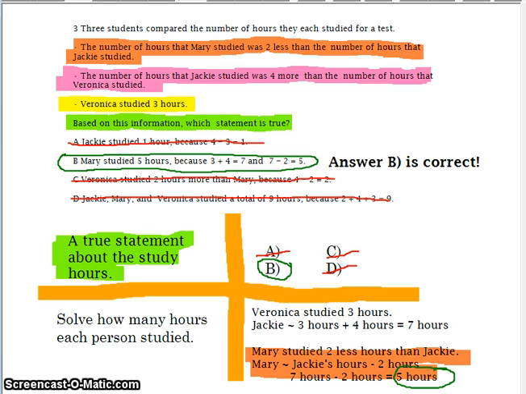In the information given, it says the number of hours that Mary studied was 2 less than the number of hours that Jackie studied. Okay, we know that Jackie studied 7 hours, and because it says less than, that means we're going to subtract. 7 hours minus 2 hours is equal to 5 hours. That means our answer choice B is correct.